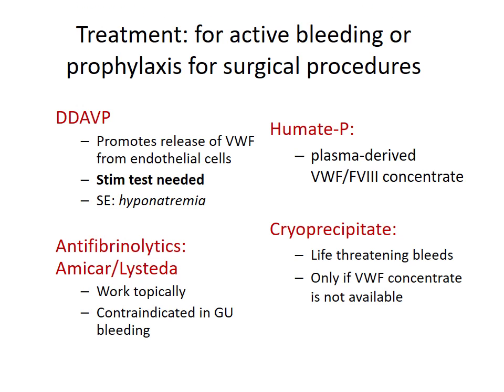Overall treatment is reserved for active bleeding or prophylaxis for surgical procedures. There are 4 main options. DDAVP or desmopressin is the most commonly used. DDAVP promotes the release of von Willebrand's factor from endothelial cells where it is stored. You have to do what's called a STIM test to see if the patient will respond to DDAVP. DDAVP is contraindicated in certain subtypes of type 2 von Willebrand's disease, as well as in other settings.